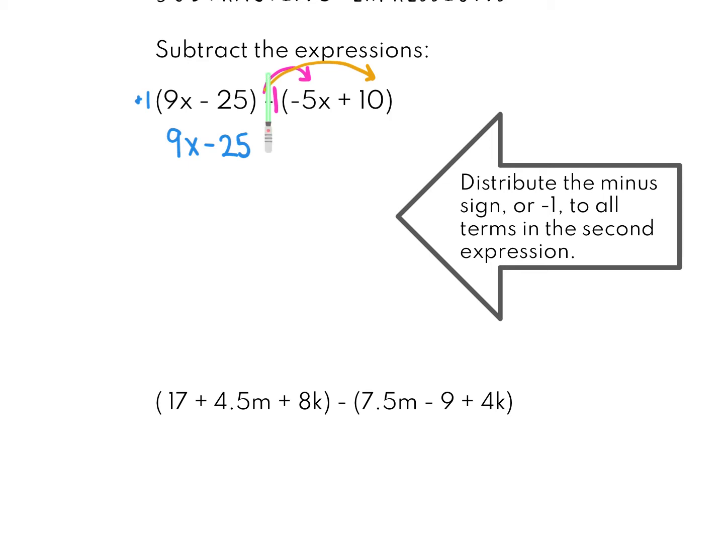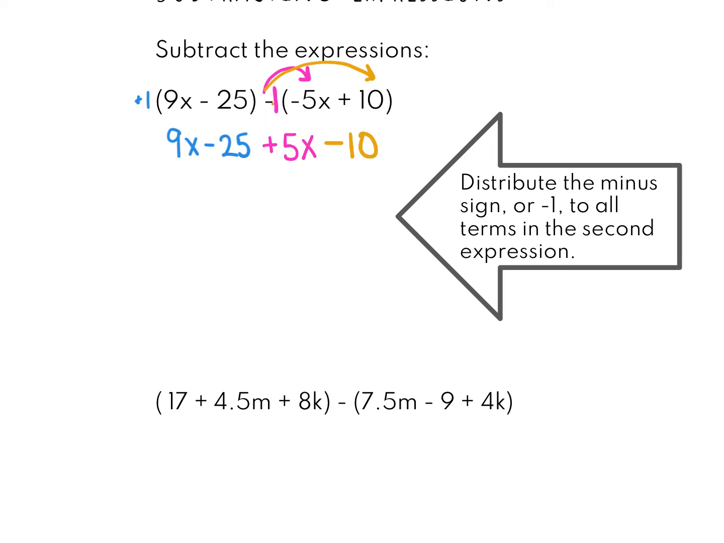Now, when we take our -1 and we're going to multiply it by this negative 5x right here. Negative times a negative is a positive. So this becomes positive 5x. This -1 times 10 becomes -10. The other thing you can think about when you're multiplying by -1 is you're just changing the sign of everything there. The negative 5x changes to a positive 5x. And the positive 10 changes to a -10.